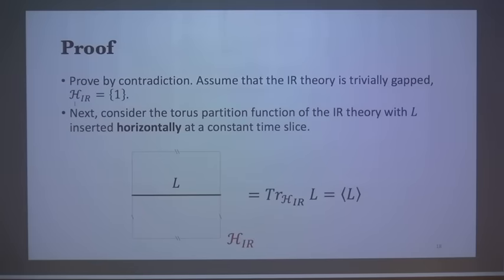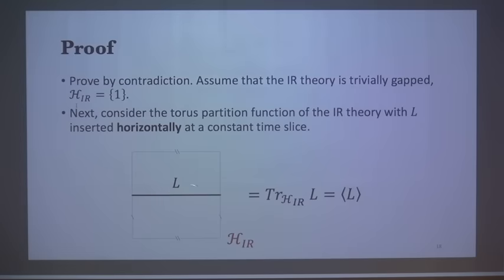So now let's try to prove this theorem. We will prove by contradiction. We will assume that the IR theory is trivially gapped. In other words, we will assume the IR Hilbert space of local operators consists of only one operator, the identity.